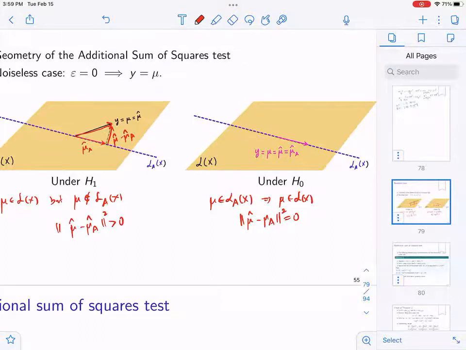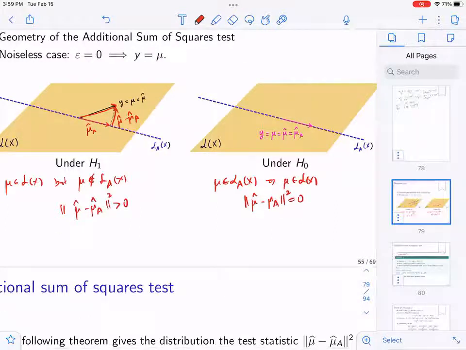Any questions? Online people, okay. So how do we determine this? Anyone remember some idea?